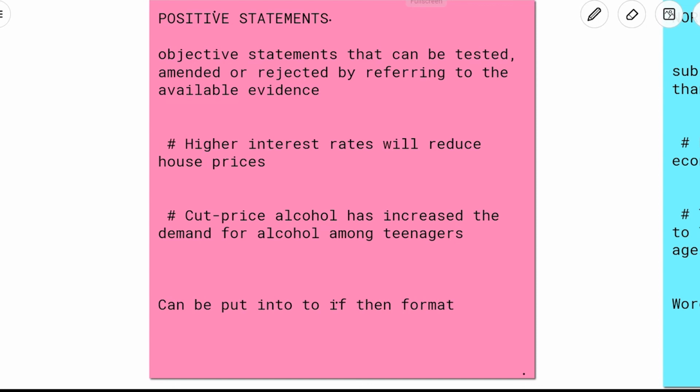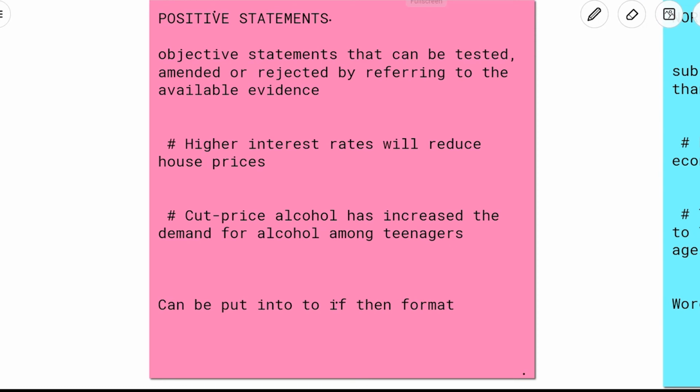As an example, higher interest rates can cause a reduction in prices. This fact can be tested in the actual market. Therefore, anything that we can test with figures and facts is known as a positive statement. Also, positive statements can be put into if-then format. If the interest rates increase, then the house prices will decline. So this is an easy way of identifying positive statements.